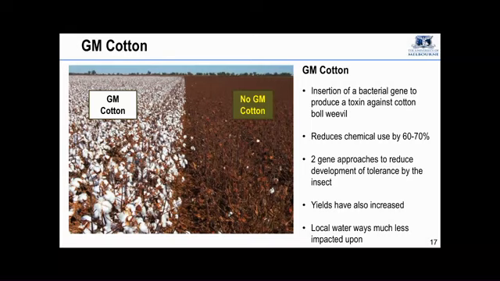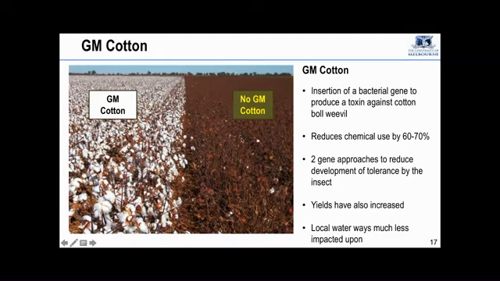And then to avoid, you know, the boll weevil getting a bit smart and evolving to defeat the resistance, now we have two BT genes in, which make it very difficult for a boll weevil to mutate against both genes at the same time. You might do one, but you can't do the other. So yields have also increased, local waterways are better, and environmentally it's been very good.